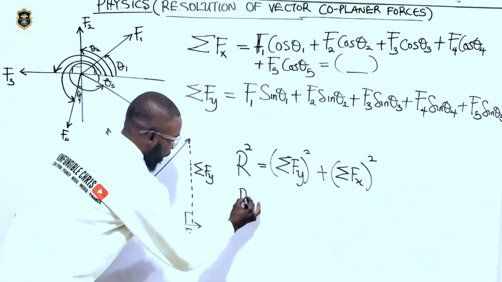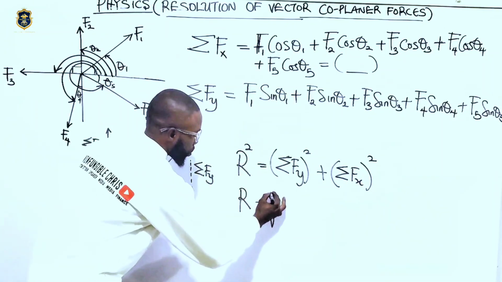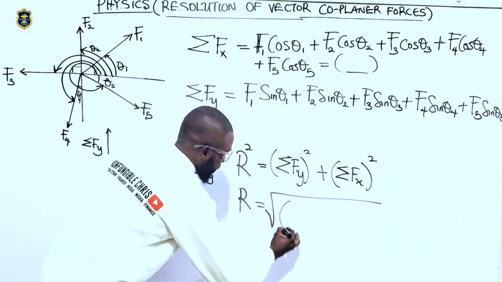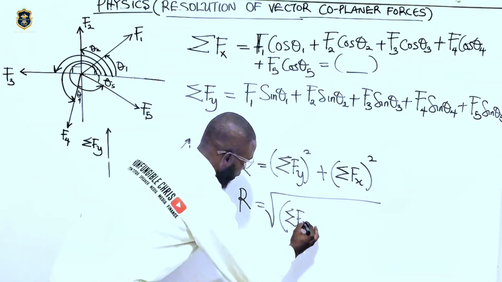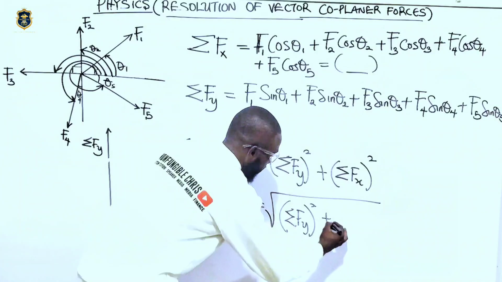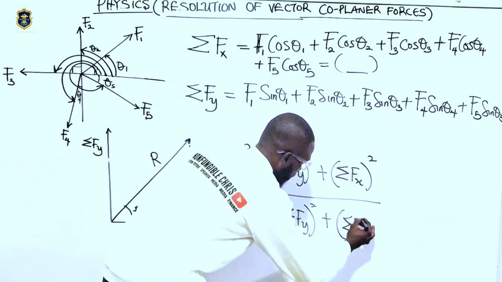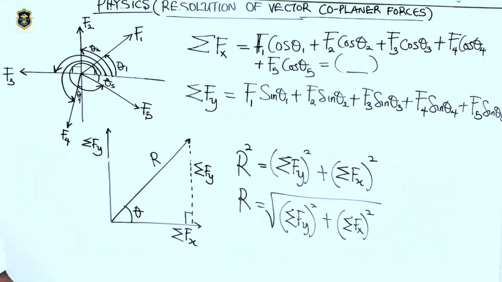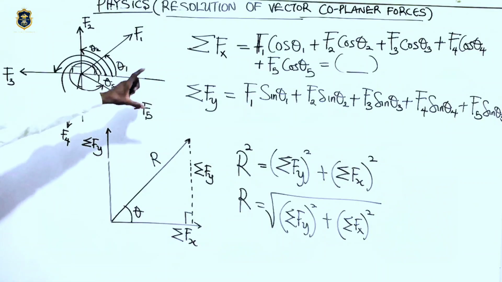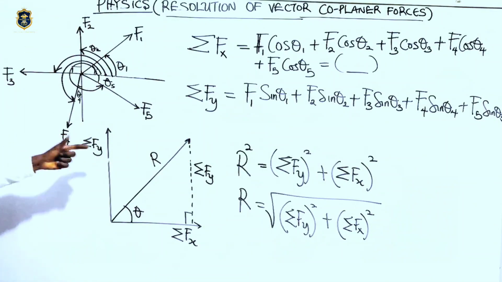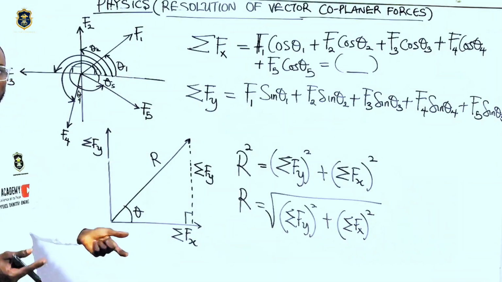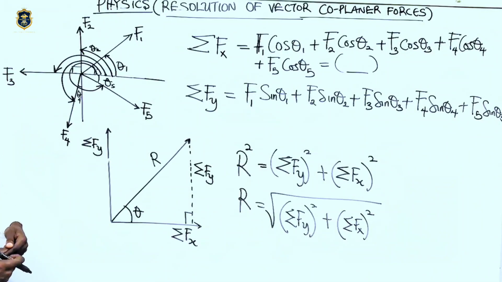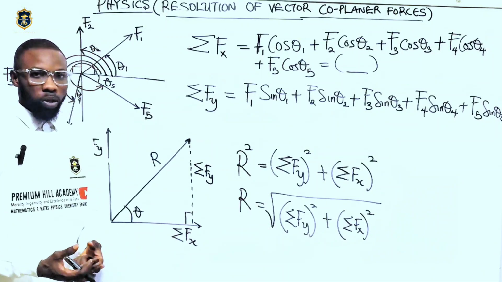Our R is going to be the square root of everything here: the square root of (ΣFy) squared plus (ΣFx) squared. And that's how to get the resultant force. This is how to resolve all the forces into their x and y coordinates. Having done that, we get the resultant force, and this is the formula for it.